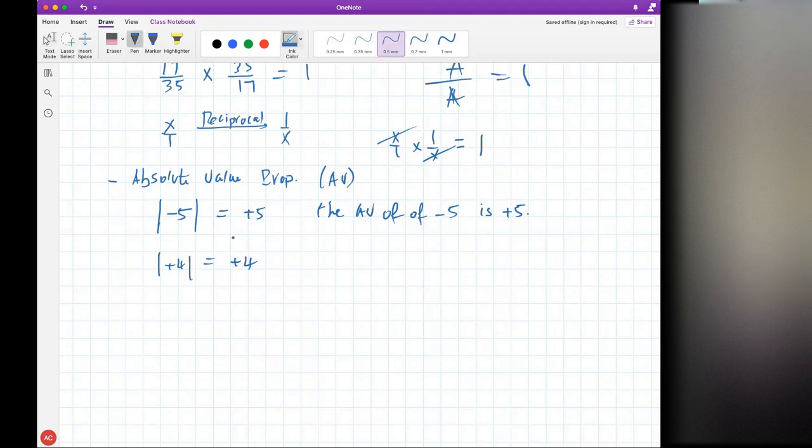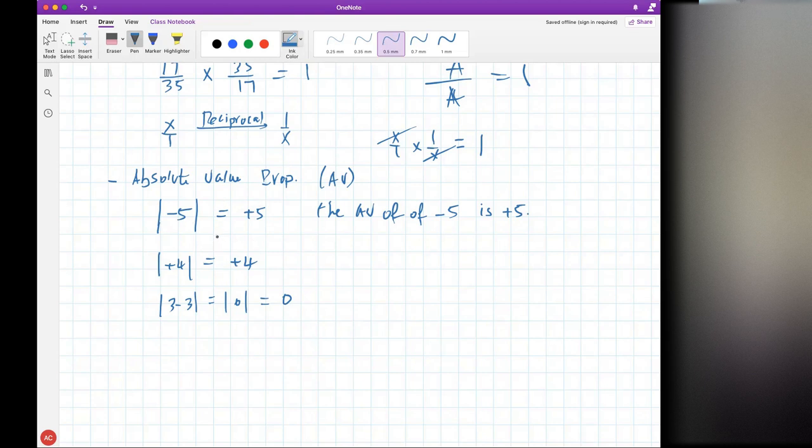So it could either be a positive number here, or sometimes it might be 0. For example, if you do the absolute value of 3 take away 3, that's of course the absolute value of 0, and that's 0. 0 does not have a sign. 0 is a neutral number, so it stays the same. So the absolute value always returns a positive value or 0, like in this case. And that's important. We're going to talk about this in detail in another class.